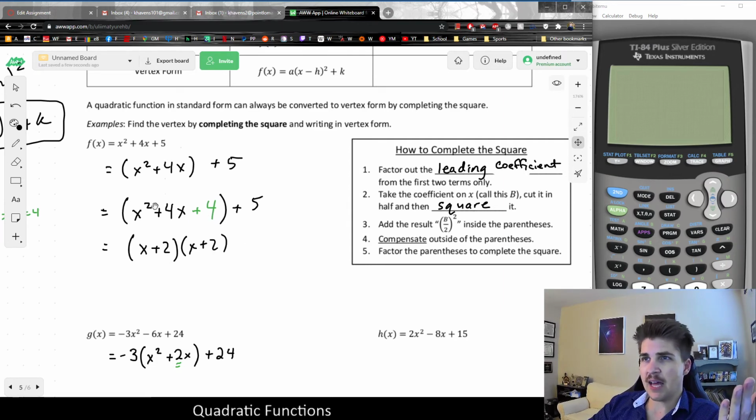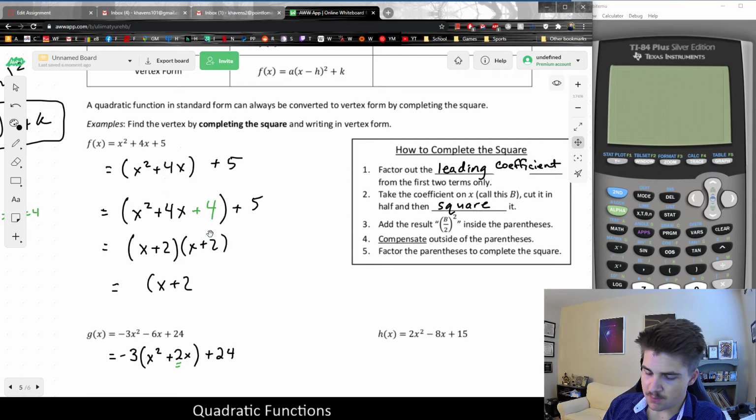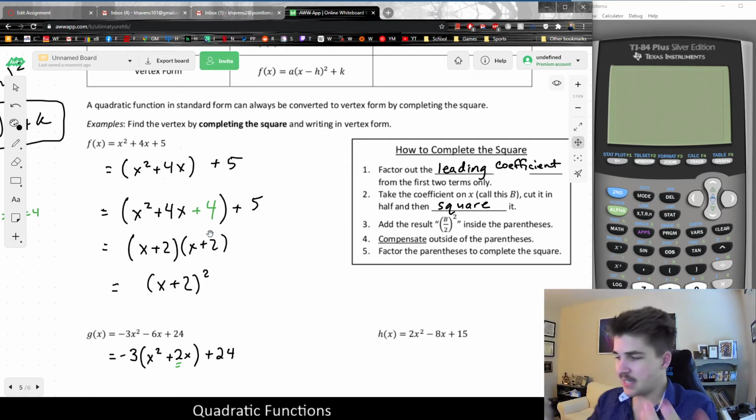So notice that it will factor, and the reason why we call it completing the square is, notice that it, not coincidentally, factors as the same thing times itself. Or, of course, we could rewrite that expression, since it's multiplied by the same thing, as x plus 2 squared, because when you square something, that's exactly what it means, right? It's the same quantity multiplied by itself.